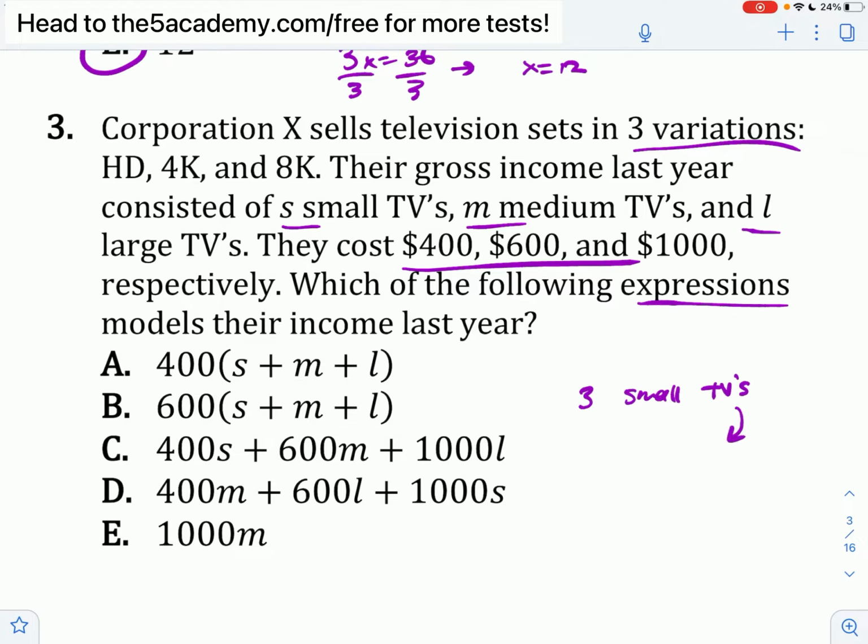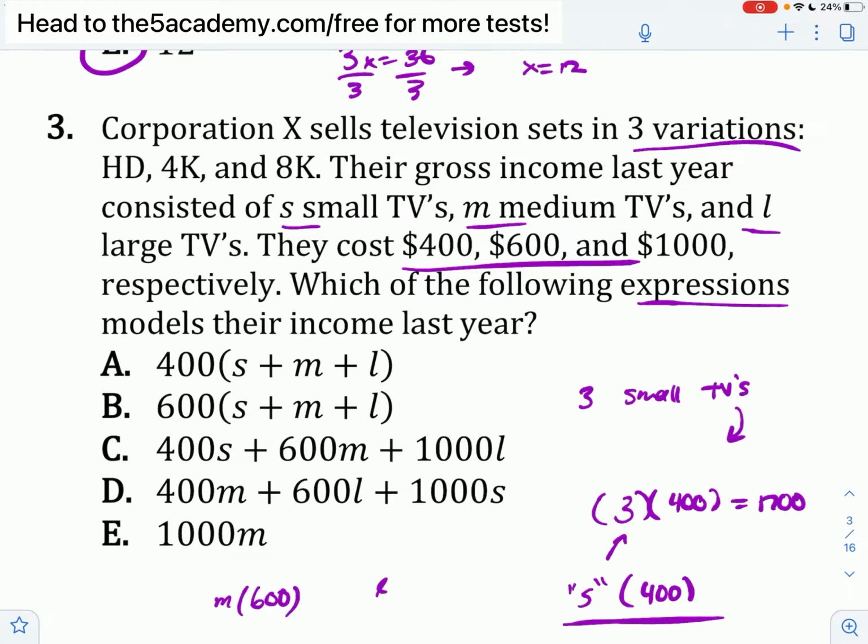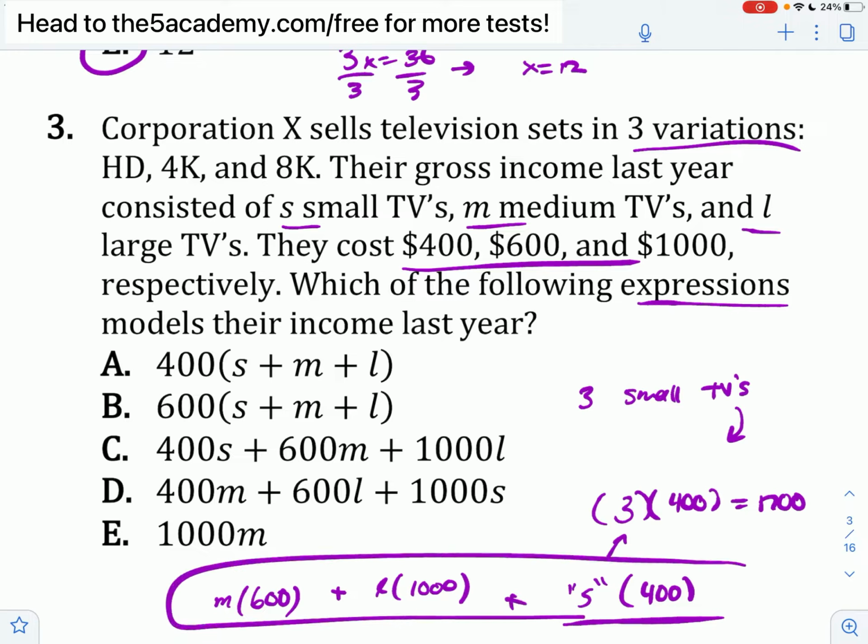What would that cost be? It would be the number of TVs, 3, times the cost per TV. Overall, that's going to be a $1,200 cost. Effectively, what I just did is, if S is the number of TVs, I just multiplied by 400 to find the total cost of that many S TVs, that many small TVs. Same goes with M times 600 and L times 1,000. If I add these 3 terms together, I get a sum of all TVs and the total income or revenue across all of them. So 3 is going to be C.